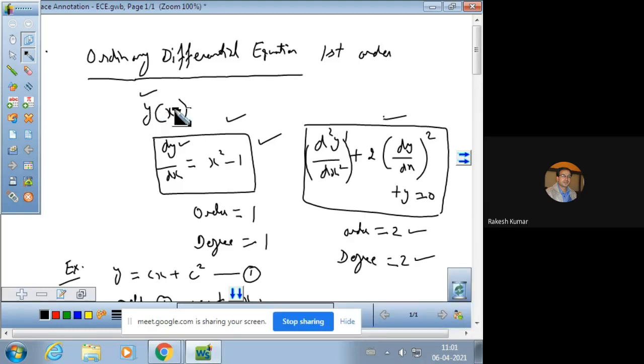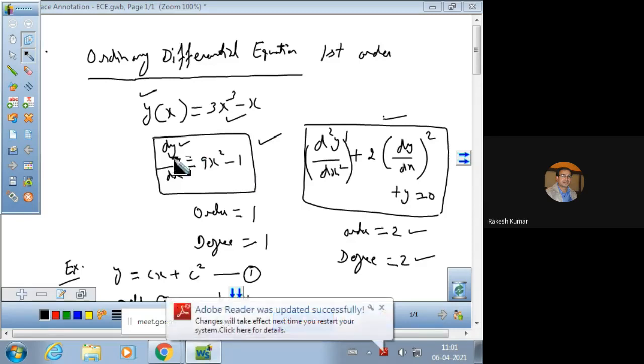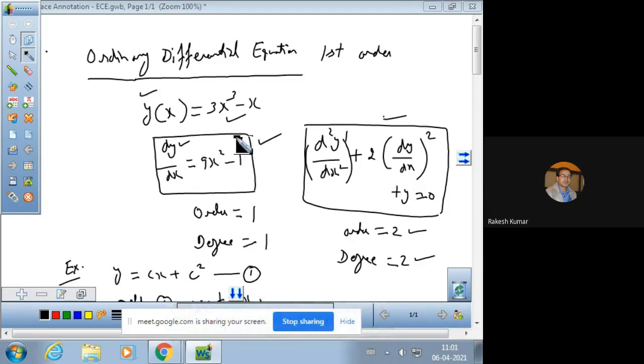So, suppose y of x is 3x cube minus x, then we can easily find out the derivative of y with respect to x, and that comes out to be 9x square minus 1. Now, this involves a differential or a derivative of y with respect to x. So that is why it is a differential equation.